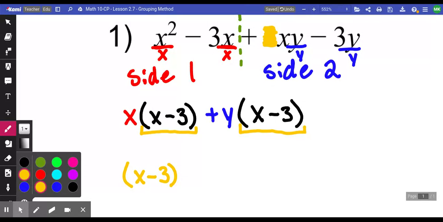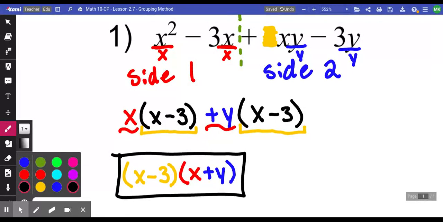My second binomial are those things that I greatest common factored out. So in this case, it was x plus y. And those are my 2 binomials multiplied together. So I split it in half. I took a greatest common factor out of each side. The binomials that were the same is my first binomial. The things I took out, my greatest common factors, create my second one. The first couple times you see grouping method, it's usually a little weird, and then you catch on, and then it kind of rolls.